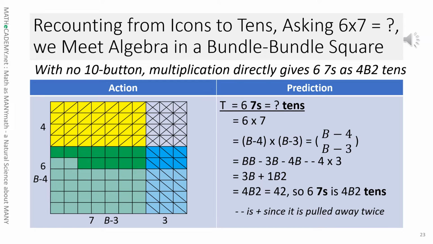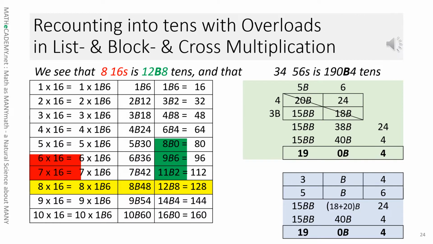Writing the numbers over each other, we see that the result comes from multiplying first down, then across. Also, we see the FOIL rule: first, outside, inside, and last. Here we recount in tens with overloads, in list, and block, and cross multiplication. In the multiplication list, 16ths are recounted in tens. We see that 8 16ths recounts in 8 bundle 48 tens, that recounts in 12 bundle 8 tens.